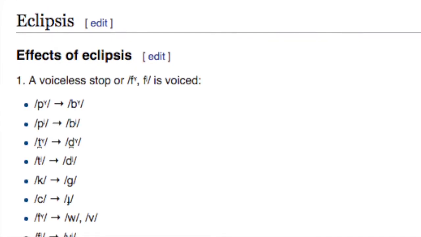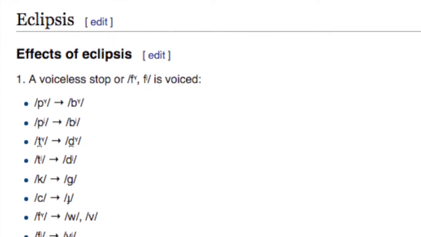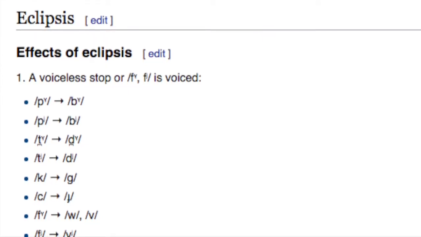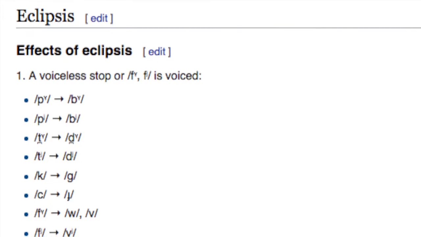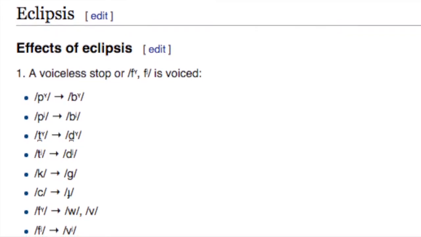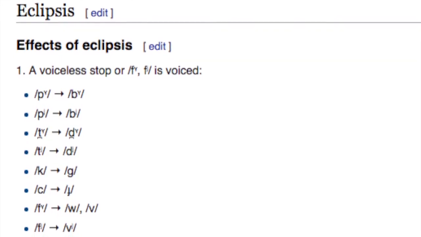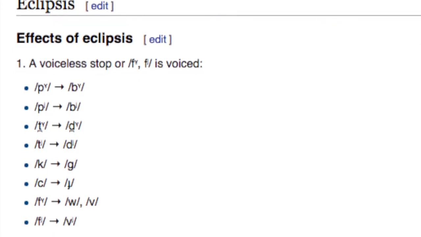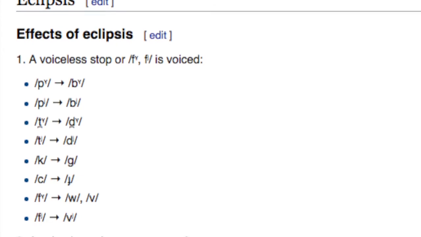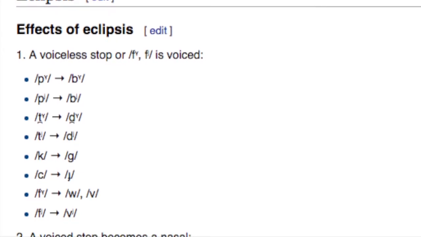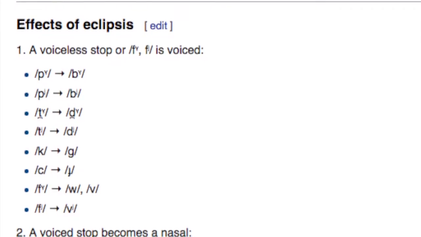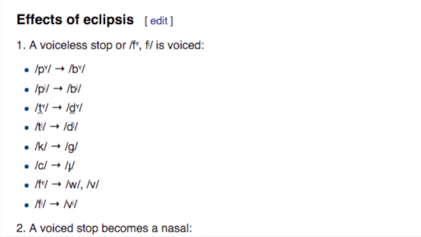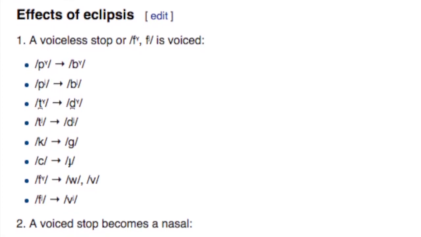Let's do a little review of the uru and when and where to use it and what it sounds like. So here we are, eclipsis, effects of eclipsis, or the uru. And as we can see in the first section, a voiceless stop changes to a voiced sound. If you haven't heard of the difference between voiced and unvoiced sounds, we'll get into that more in a different video, I think maybe on linguistics.